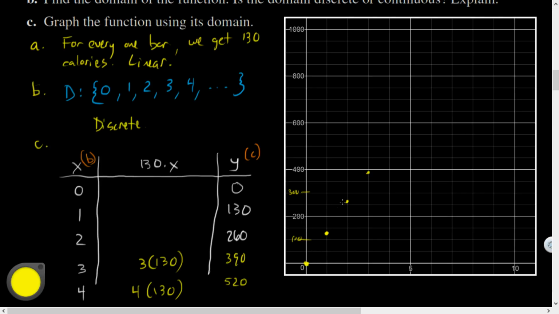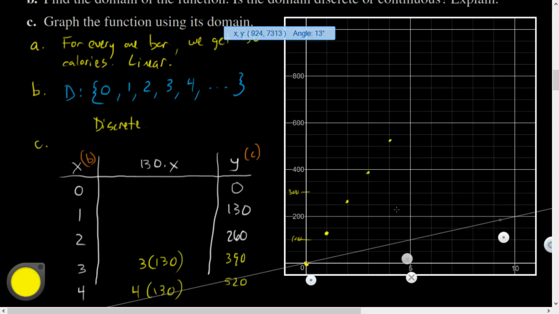And actually, you can see this is forming a line for my pattern here. And graphically, it's going up 130 over 1. Up 130 over 1. Up 130 over 1. And it continues as such. And so 4 is going to be at 520. Something like that. And if I wanted, I could actually continue to predict, maybe, according to this pattern. Watch this.